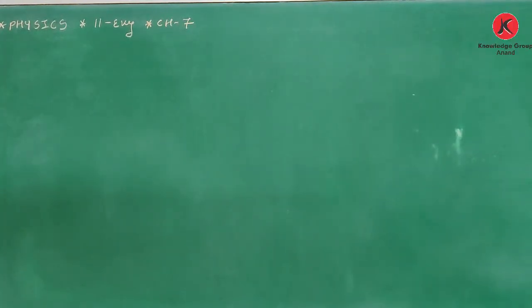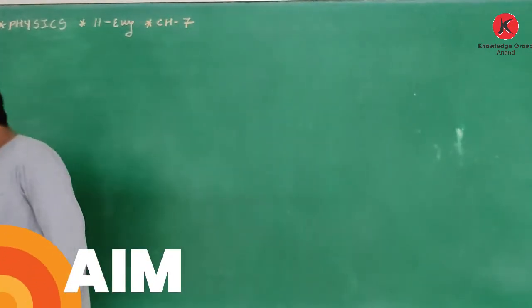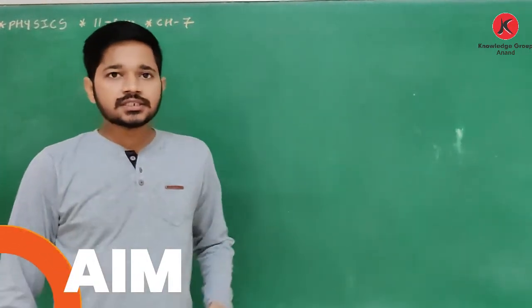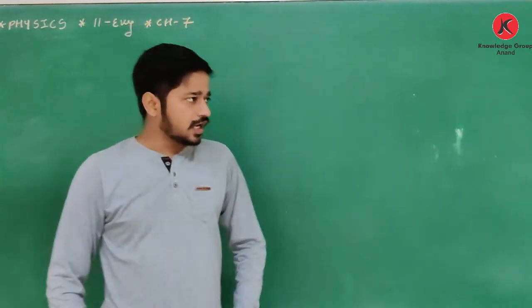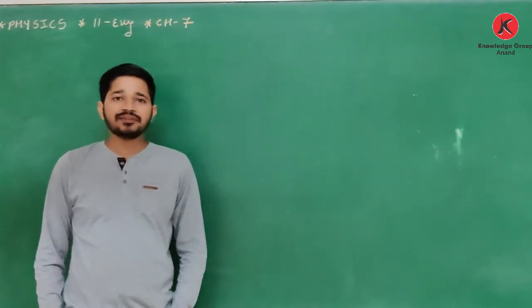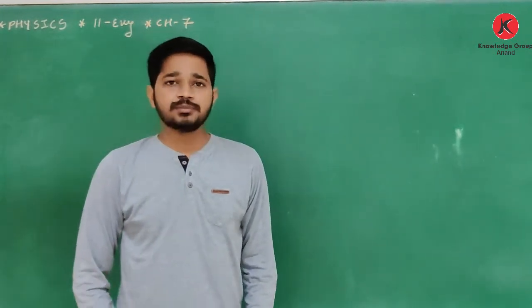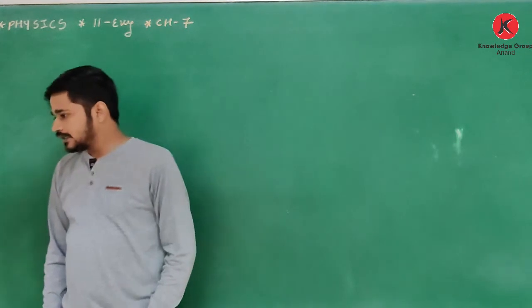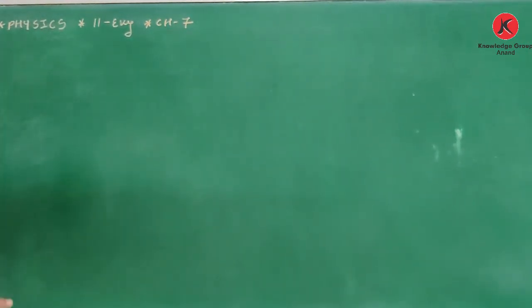Good morning, students. Chapter 7, System of Particles and Rotational Motion. In the last lecture we discussed the center of mass of a rigid body, and how to find the center of mass of a rigid body having a symmetrical shape and one having an irregular shape. Now, in the next session we will see mass distribution.